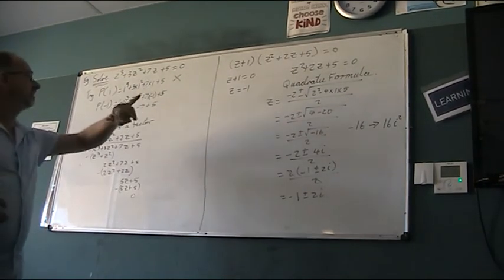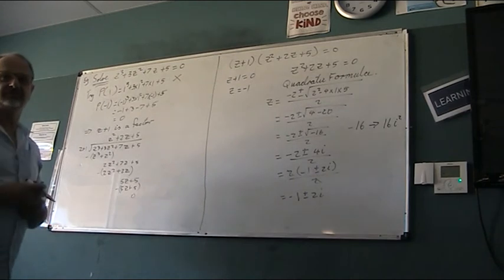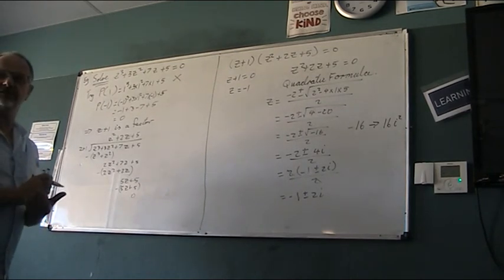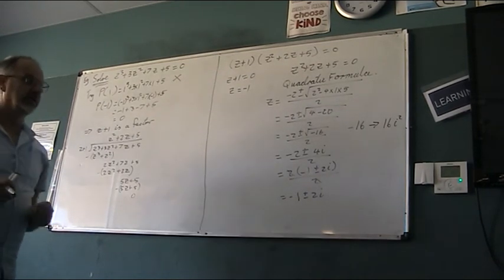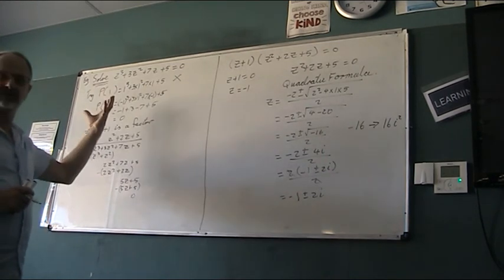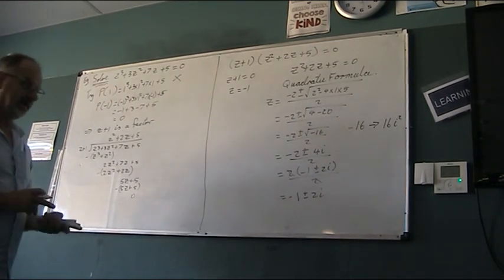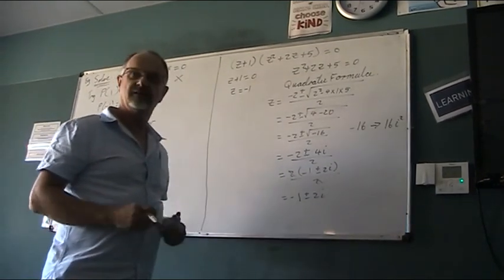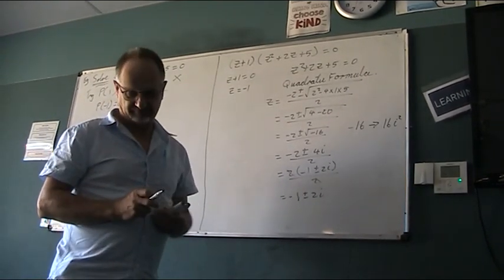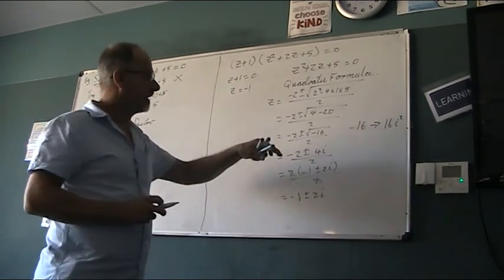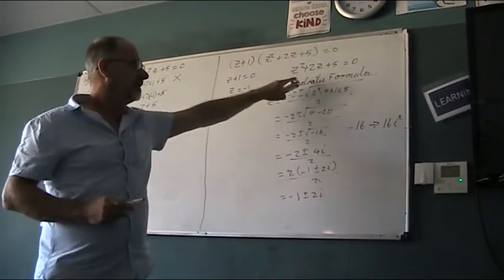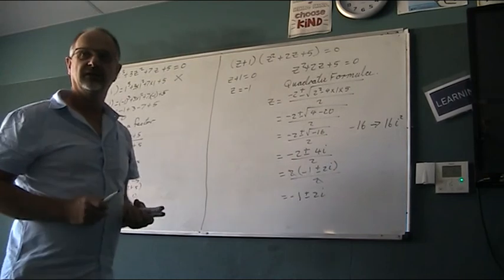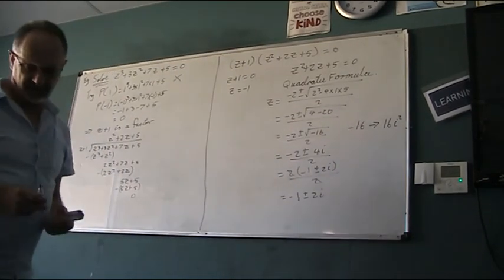Because it's asked to solve, you don't need to do the factorising, although you could. You'd have to complete the square like we did in a previous example, and in the end you get that as your answer. So just to illustrate, when you're solving, you've got the quadratic formula that you can use to help you.